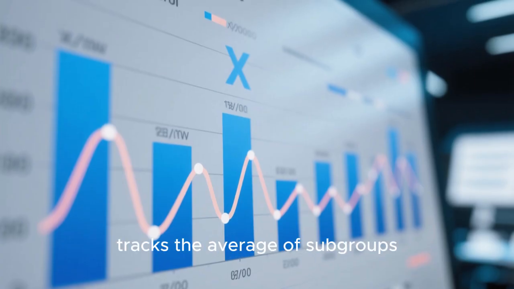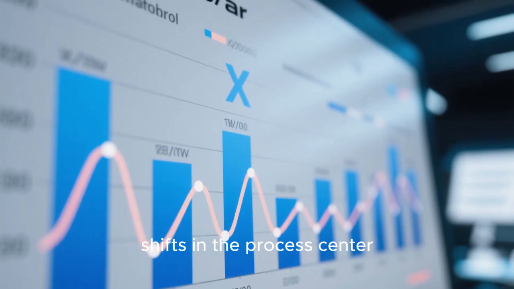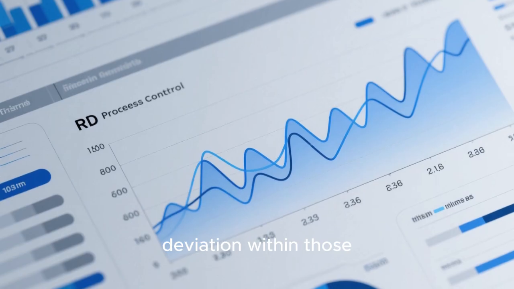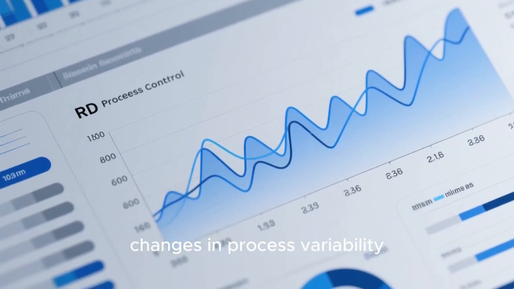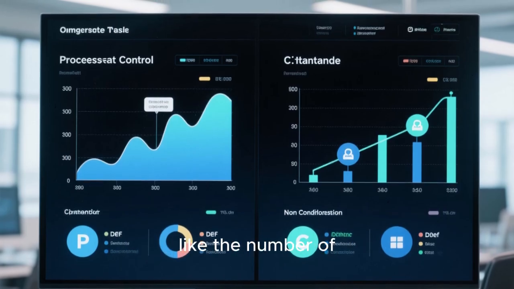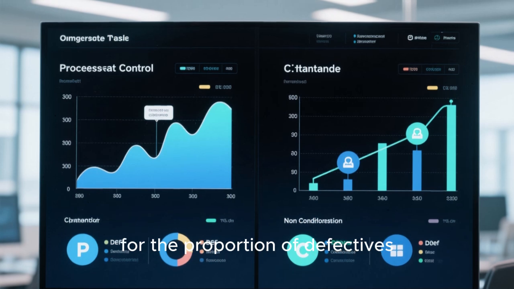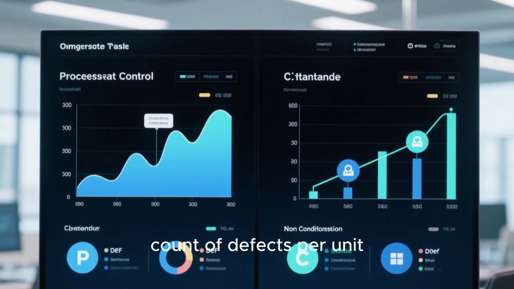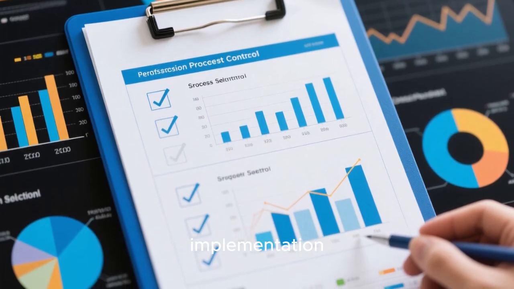The X-bar chart tracks the average of subgroups, telling you about shifts in the process center. The R chart or S chart tracks the range or standard deviation within those subgroups, telling you about changes in process variability. If you're dealing with attribute data, things you count, like the number of defects or non-conforming units, you use charts like the P chart for the proportion of defectives, or the C chart for the count of defects per unit. Choosing the right chart is the first critical step to successful implementation.